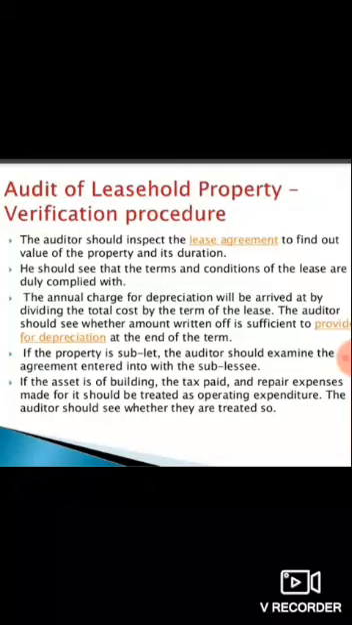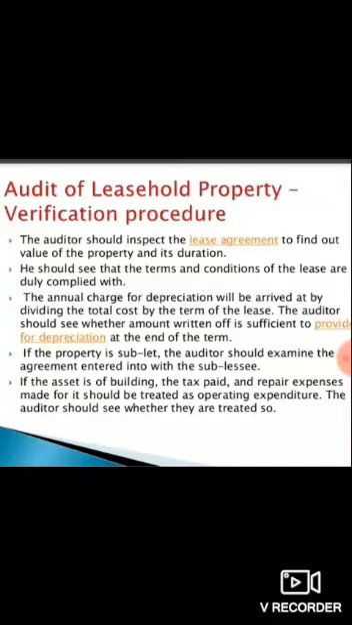And the annual charge for depreciation will be arrived at by dividing the total cost by the term of the lease. The auditor should see whether the amount written off is sufficient to provide for depreciation at the end of the term. If it is a depreciating asset, the auditor should see whether the depreciation provided on the asset is reasonable or not, and it should definitely be divided by the term. So for example, if the company took a land on lease for 10 years, every year they have to divide the depreciation by the term of the lease.